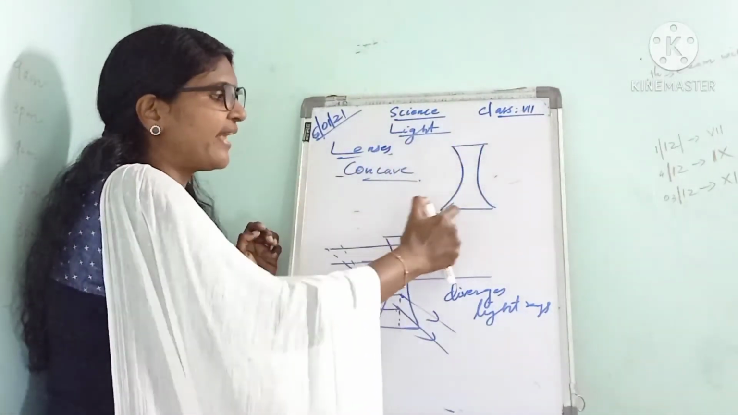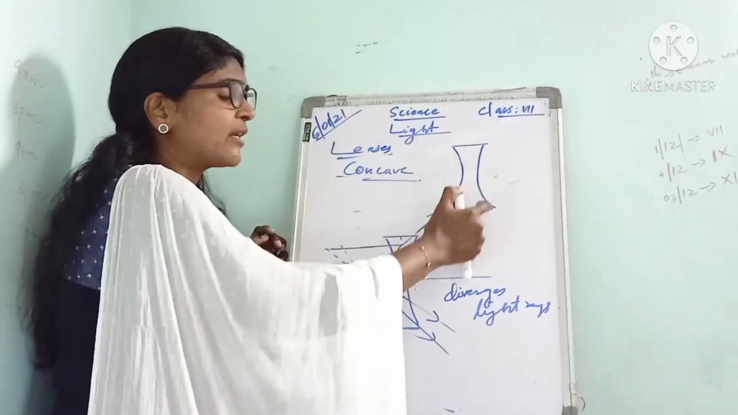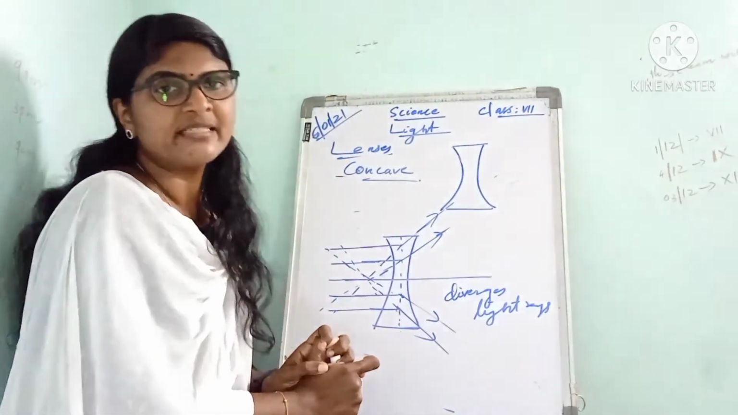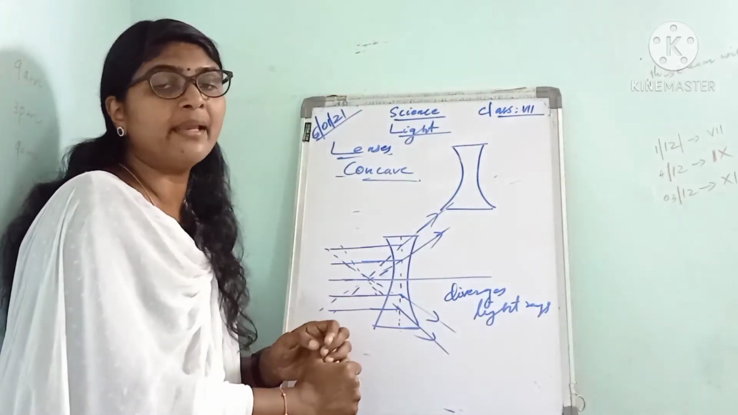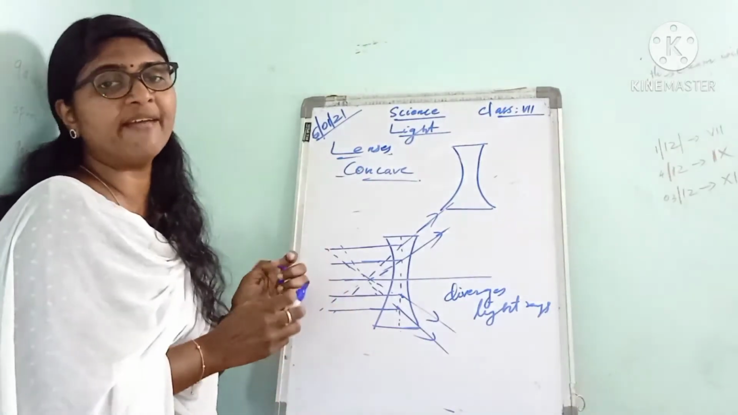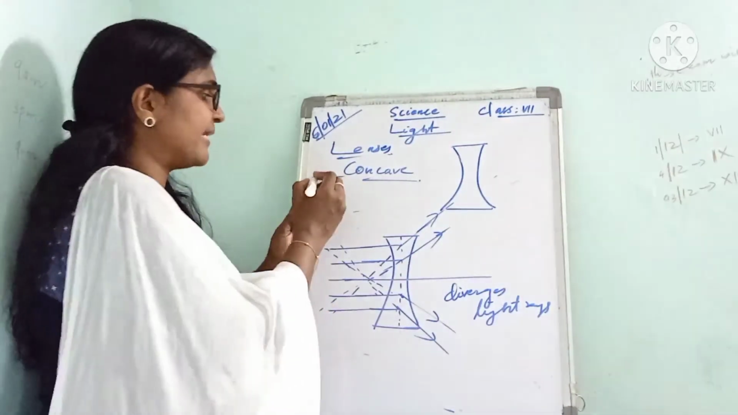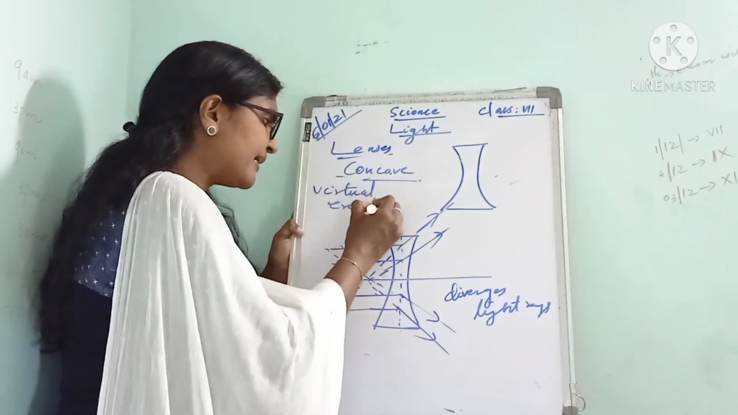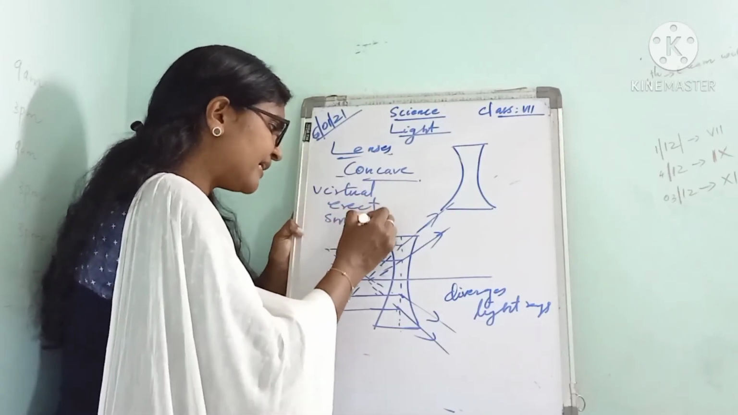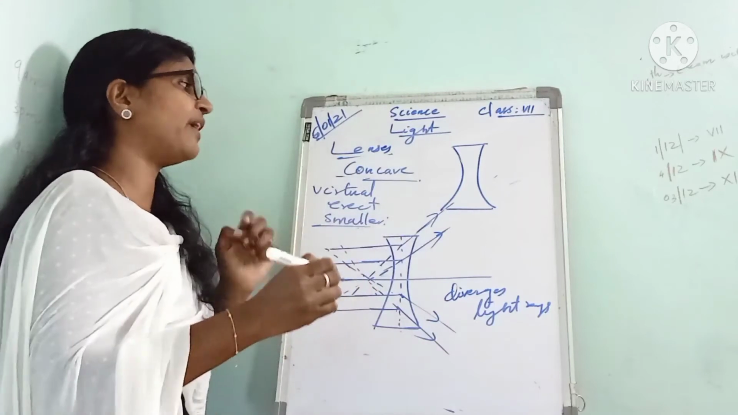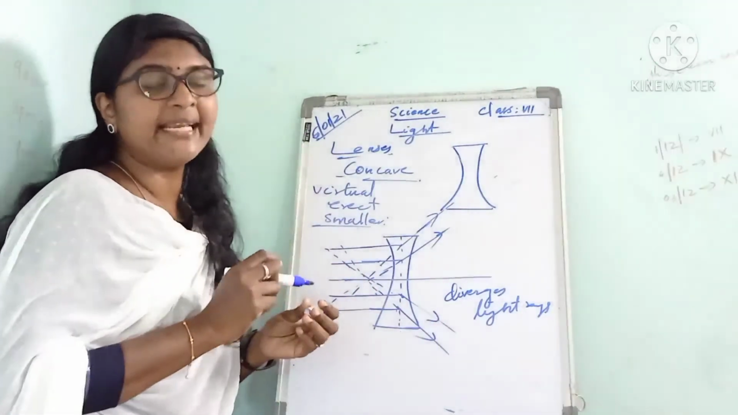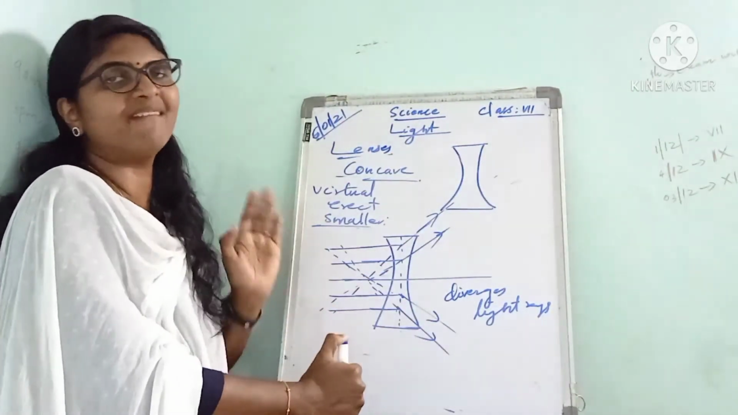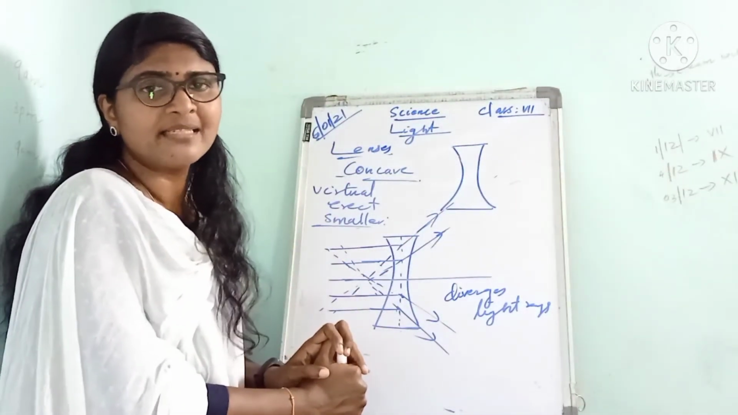Here both the surfaces are concave in shape. This is the concave lens. The image formed by a concave lens is virtual, erect and smaller in size. These are the properties of the image formed by a concave lens.